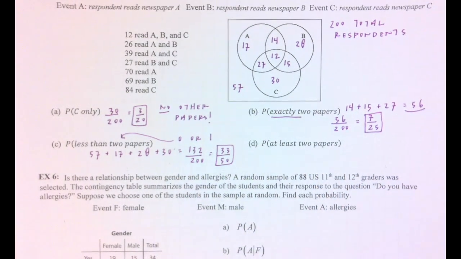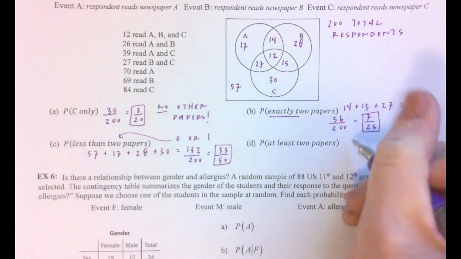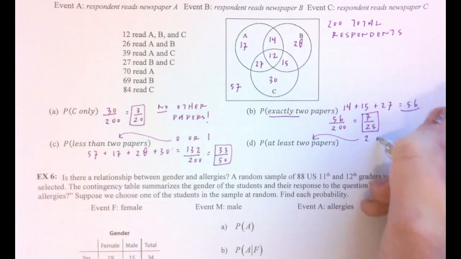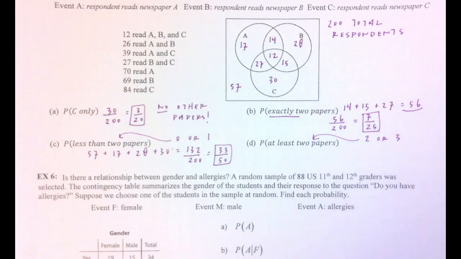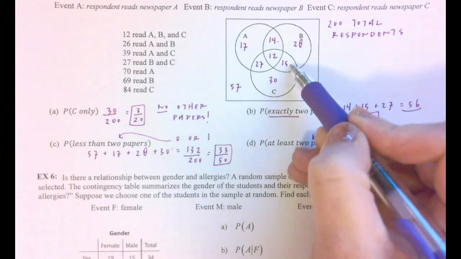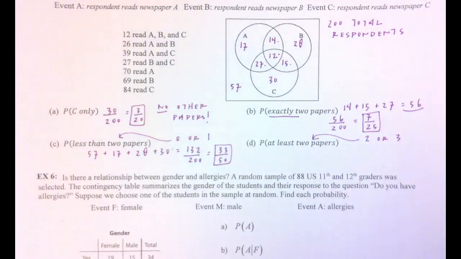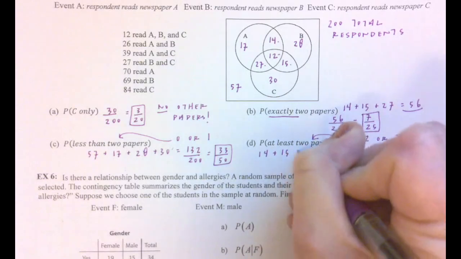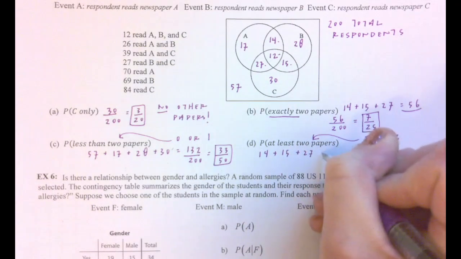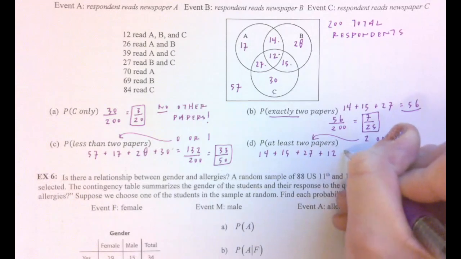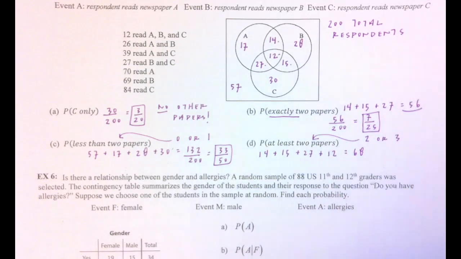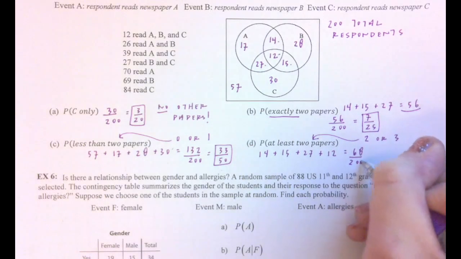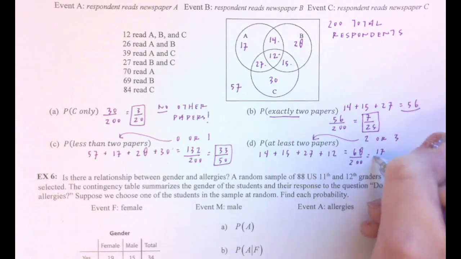Okay, lastly, at least 2. So at least 2, at the very least 2. So it could be 2 or 3. So here's exactly 2, and then here's all 3. I'm just adding those up. 14 plus 15 plus 27 plus 12 equals 68. I can divide that by the 200, reduce it down, and I get 17 over 50.